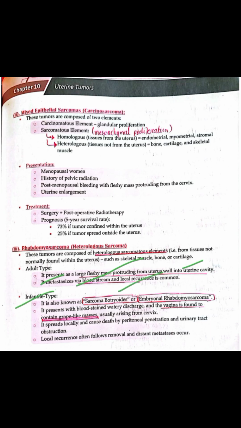And the infantile type is also known as the embryonal rhabdomyosarcoma, and they present with a blood-stained and watery discharge, and the vagina is found to contain grape-like masses that arise from the cervix, and it spreads locally and can cause death by penetration or contamination of the peritoneum. They also spread towards the urinary tract and cause urinary tract obstruction, and they have high chances of recurrence after removal. And similarly, distant metastasis is also common.